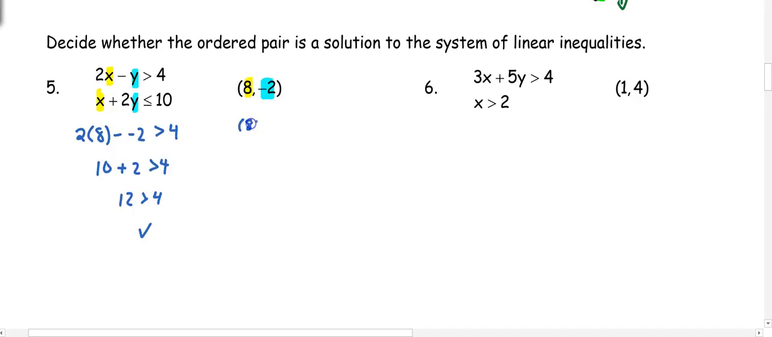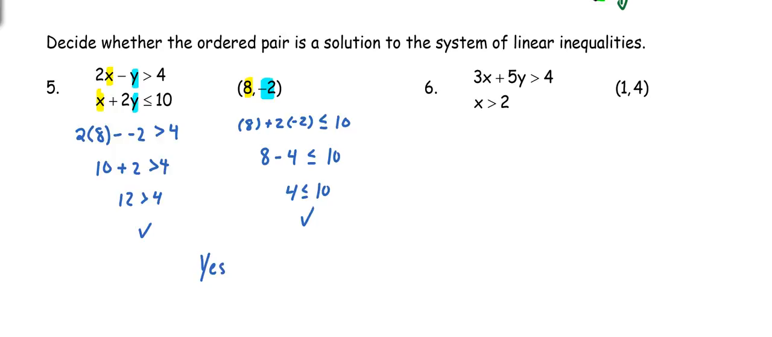Because it works in the first inequality, we also have to check it in the second inequality. So we have 8 plus 2 times -2 is less than or equal to 10. So in this case, we get 8 minus 4, which is 4, and 4 is less than 10. So yes, this is a solution to the system of inequalities.